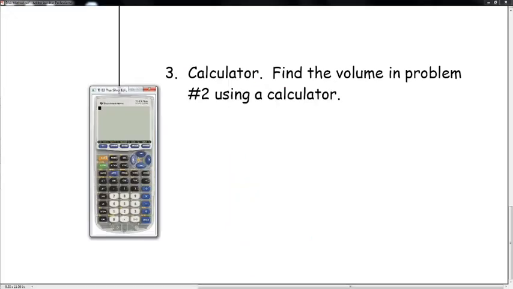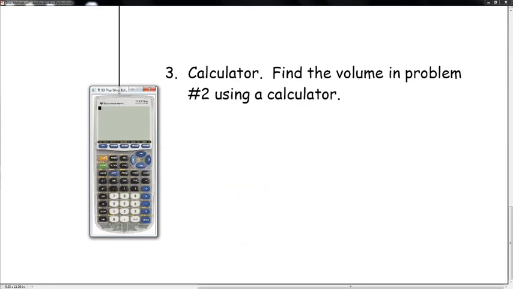Alright, number 2, finding the volume in the problem using a calculator. I'm just going to pretend that x and y are the same. I can't really plug in y as my independent variable, so instead I'm going to represent that independent variable by x.